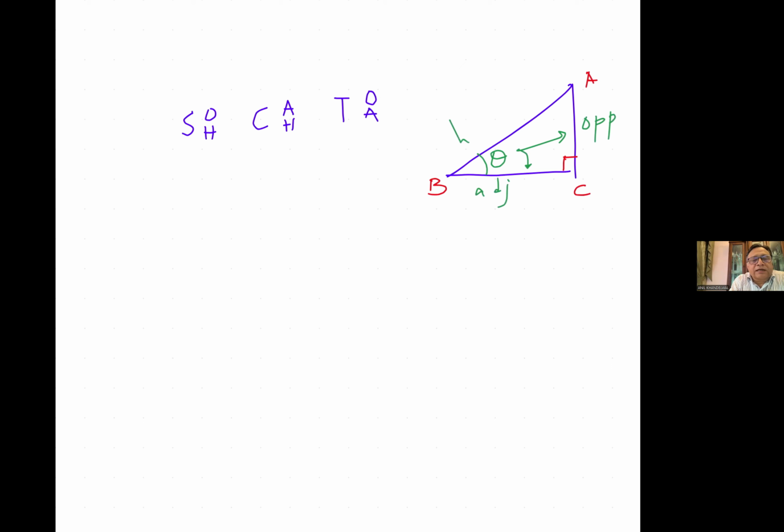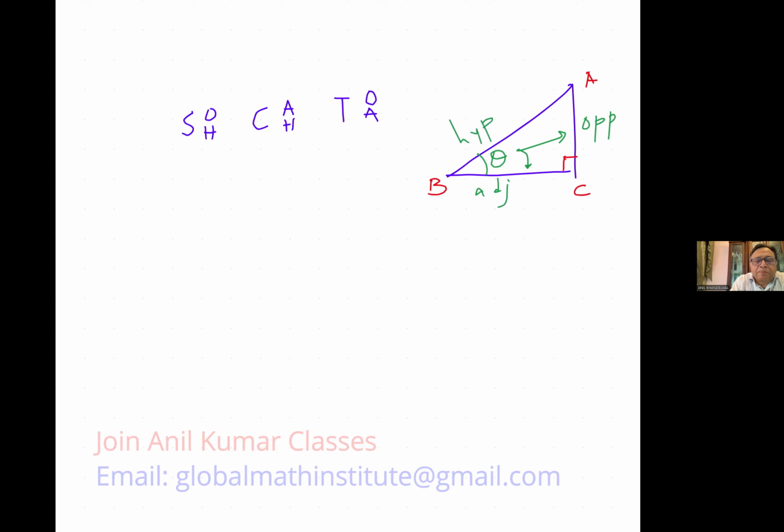Perfect. So sine is the ratio of AC over AB, cosine is BC over AB, and tan is AC over BC. You're correct.